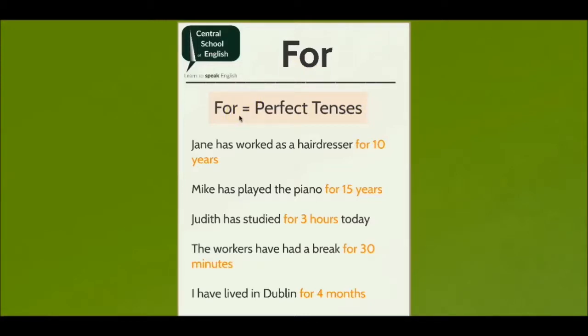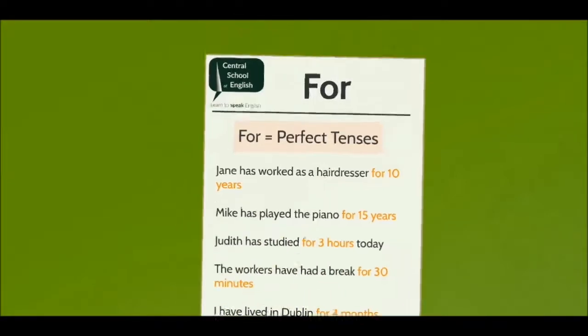Here are some examples of sentences in the present perfect tense. Jane has worked as a hairdresser for 10 years. Mike has played the piano for 15 years. Judith has studied for 3 hours today. The workers have had a break for 30 minutes. I have lived in Dublin for 4 months.